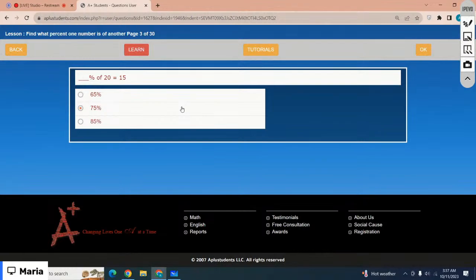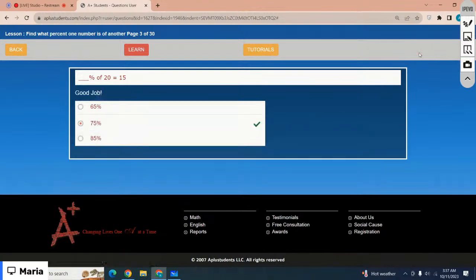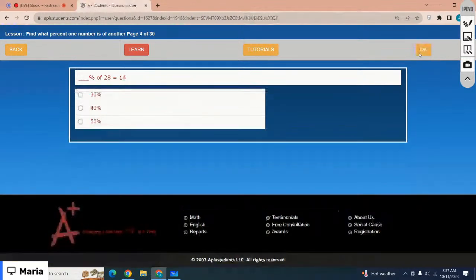When you have to calculate what percent of 20 is 15, simply divide 15 by 20. 15 is the part of what? 20. 15 by 20 equals 0.75. That means that is 75%. Got it? Part by whole, always, right?